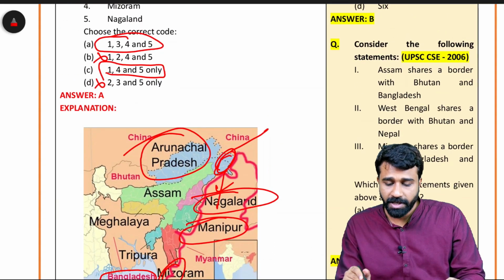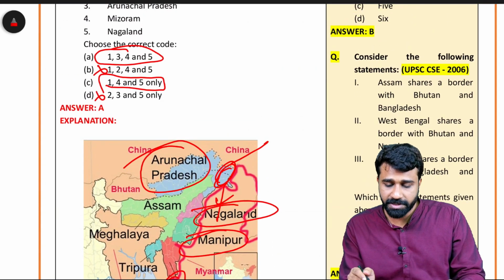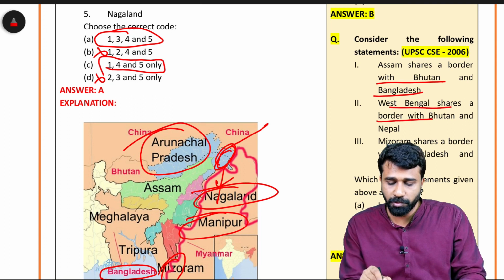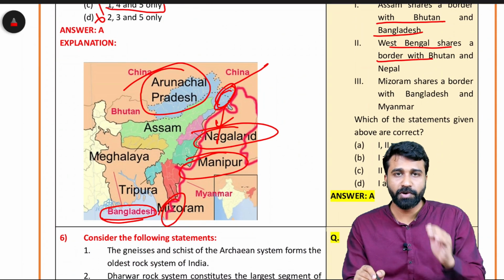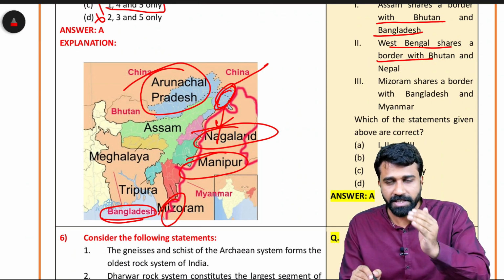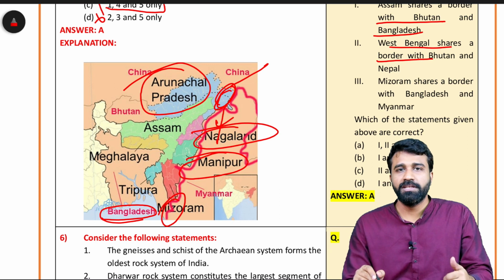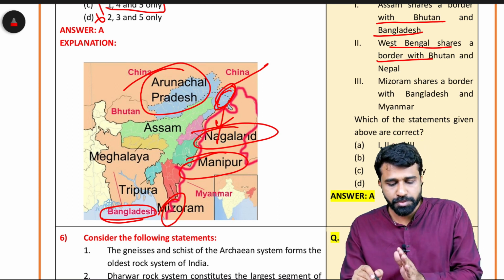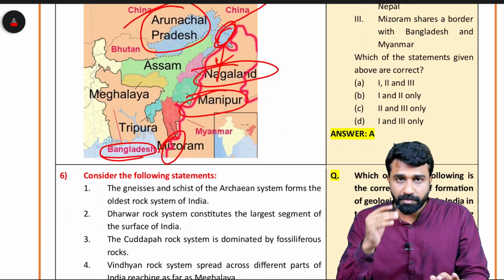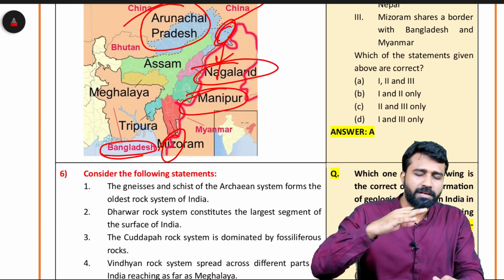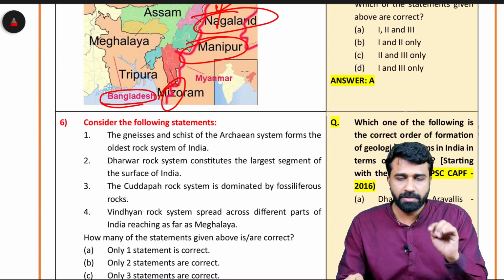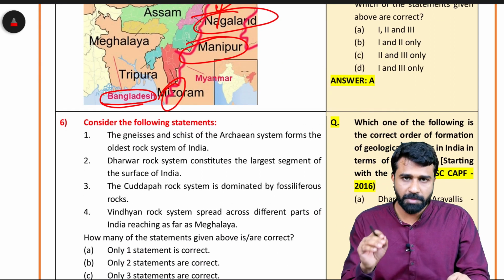And coming to this part, that is statements. Assam shares a border with Bhutan, Bangladesh, and West Bengal shares a border with Bhutan, Nepal, and Mizoram states. Therefore, frontier states and their borders with international countries and also within domestic states, right? You have to choose the borders of frontier states in order, west to east or east to west or north to south or south to north. You should have very sound knowledge of this mapping point.